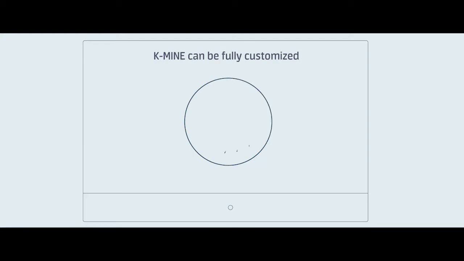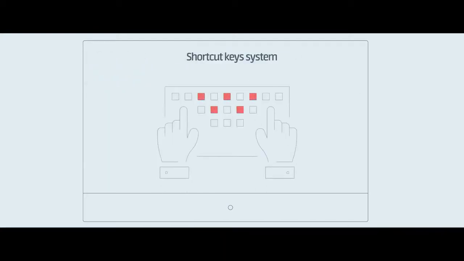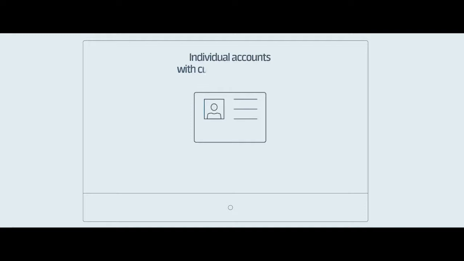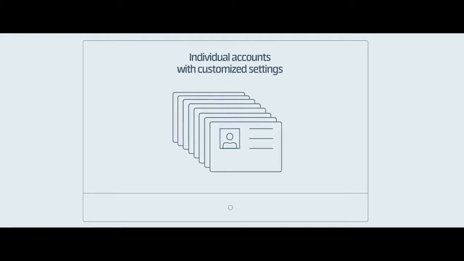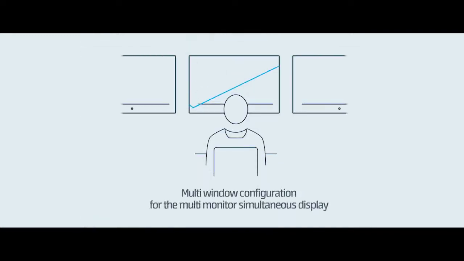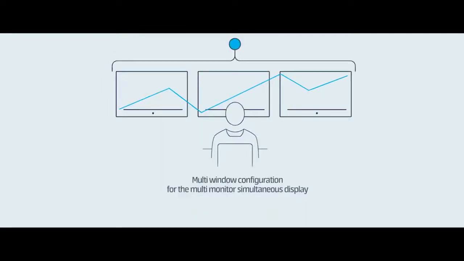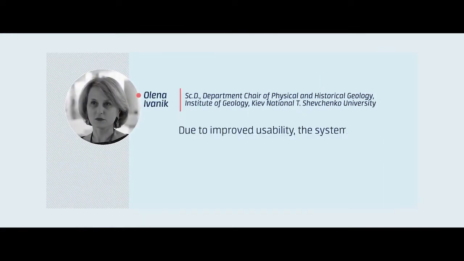Combine is very simple to use, and the interface is both intuitive and standardized. You can fully customize it to fit your preferences. You can also assign your own hotkeys, configure a functional context menu panel, create accounts with the ability to save interface, use multi-window configuration for the multi-monitor simultaneous display. Due to improved usability, the system allows you to save up to 25% of working time.